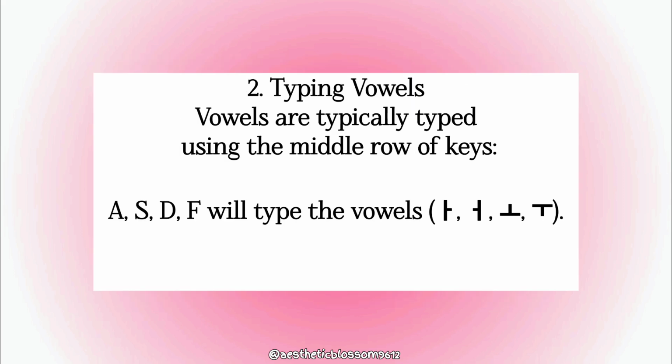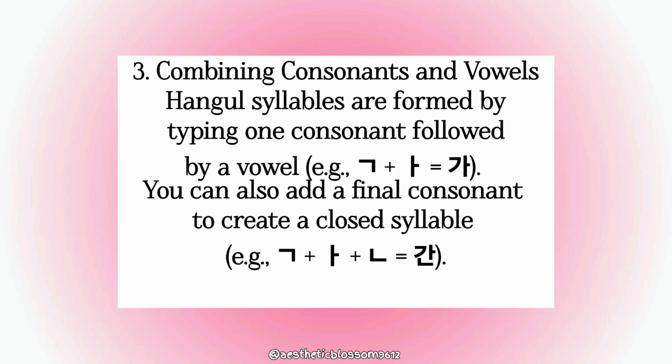2. Typing vowels. Vowels are typically typed using the middle row of keys. A, S, D, F will type the vowels, A, O, U. 3. Combining consonants and vowels. Hangul syllables are formed by typing one consonant followed by a vowel, e.g., G plus A equals ga. You can also add a final consonant to create a closed syllable, e.g., G plus A plus N equals gan.